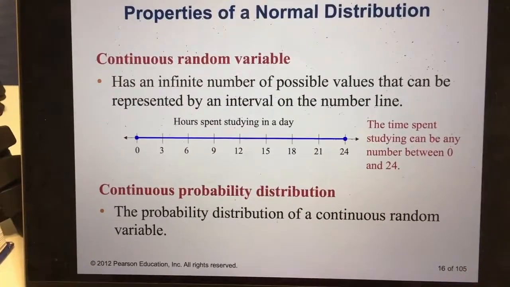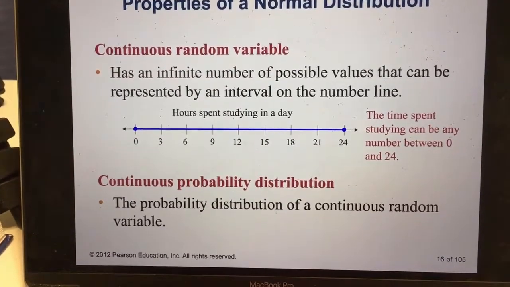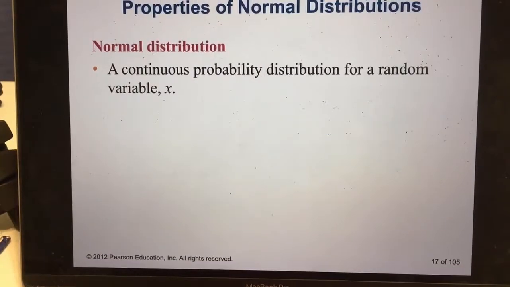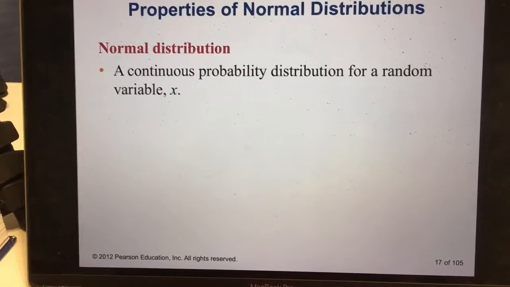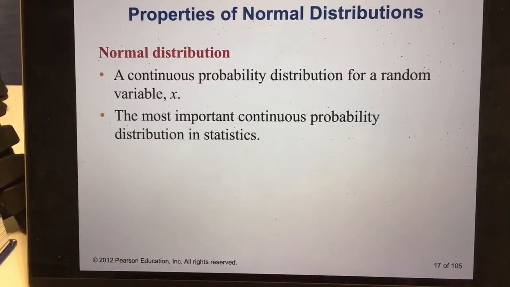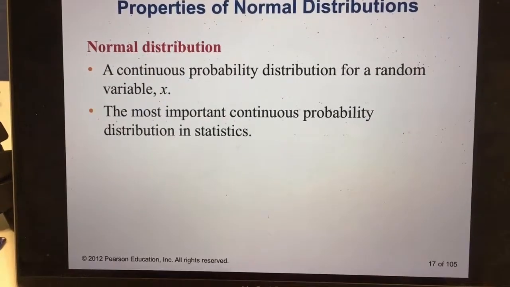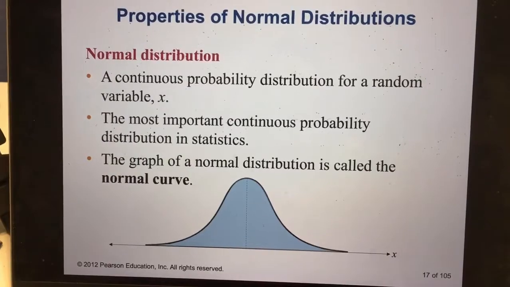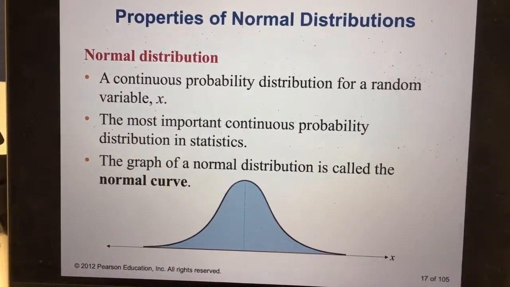Like I said before, the probability distribution that we did in the last chapter was discrete. This one is continuous. The normal distribution is a continuous probability distribution for a random variable x, the most important continuous probability distribution in statistics, and the graph of the normal distribution is called the normal curve. You will also hear it very often called bell-shaped.